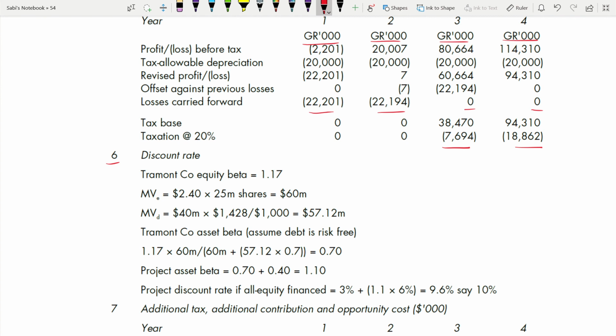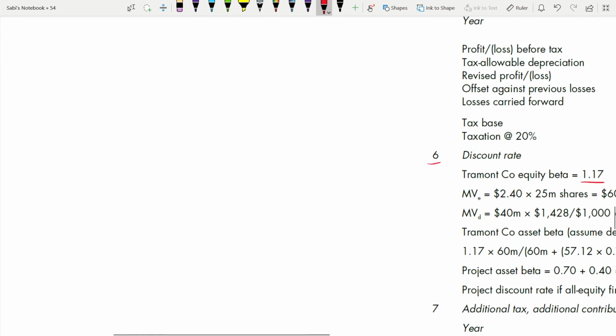Now, to find that equity beta, asset beta, we need the market value of equity, market value of debt. We need cost of equity. We need equity beta, asset beta. So all those things we need. So now, what are we doing? What is the equity beta? Equity beta is 1.17. I kind of forgot. We'll go and revise it back.